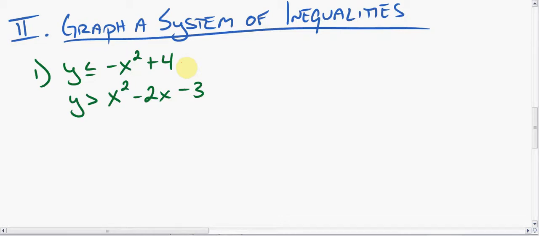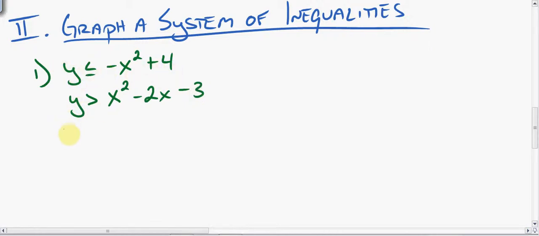In section 4.9, part 2, we are going to look at graphing a system of quadratic inequalities. So we have two different quadratic inequalities here. We're going to graph them in the same coordinate plane. So that means we're going to need two different tables, each with 5 sets of points. So we're going to have two parabolas. So we need to identify the vertex for each of them first.